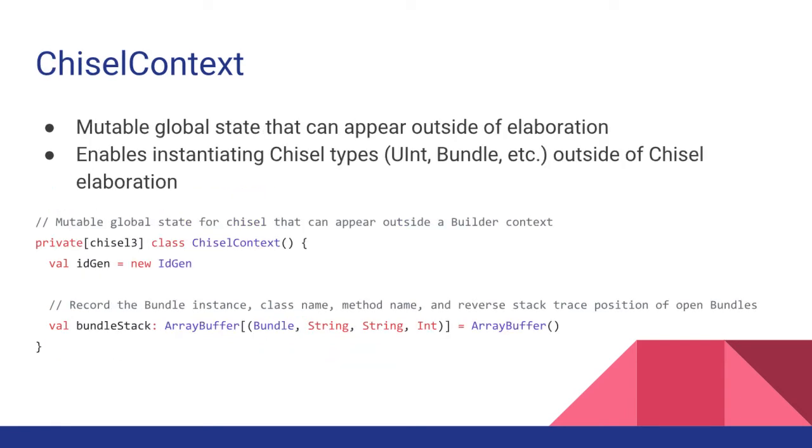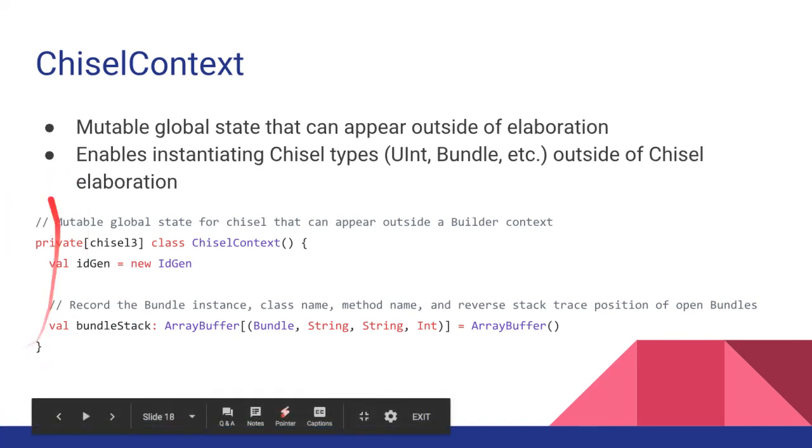So what is the Chisel context? This is the global mutable state that can appear outside of Chisel elaboration. This allows you to instantiate Chisel types like UInt or bundles outside of Chisel. It used to be that if you tried to write UInt, 0.U, it was an error because you weren't in Chisel. But as you might expect, that's really useful for things like ChiselTester. If you want to test your Chisel code, you still want to be able to create Chisel types. And so outside of it, we have a Chisel context, which allows you to keep track of that type of stuff.